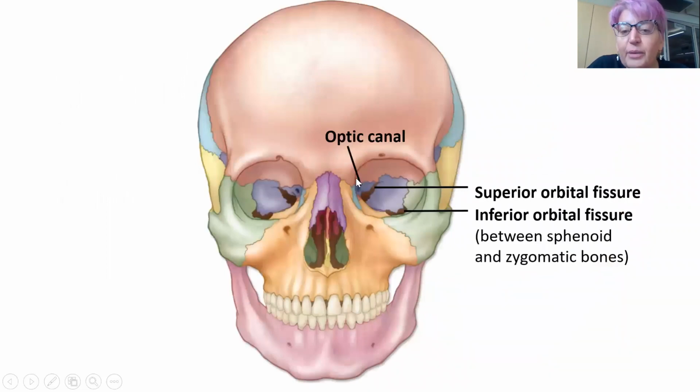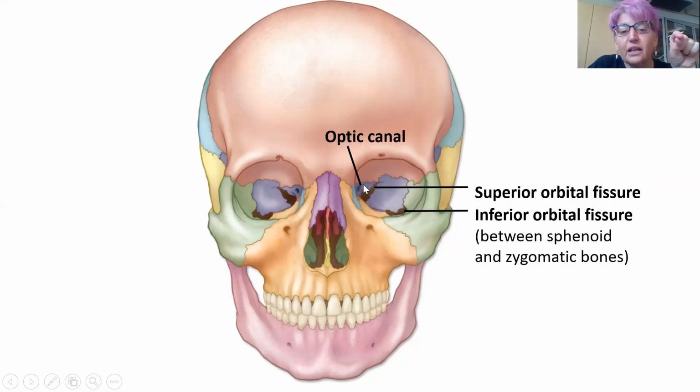All right, so let's talk about the orbit, the eye hole. There are 3 holes in the orbit that you need to know. 2 of them are long, skinny holes that we call fissures, and 1 is a canal, nice and round. So the superior orbital fissure: it's superior because it's above the inferior, orbital because it's in the orbit, and a fissure because it's long and skinny. That one is entirely within the sphenoid bone. This purple here is sphenoid, okay? And the inferior orbital fissure is between the sphenoid and either the zygomatic, or on some skulls, between the sphenoid and the maxilla. So those are the 2 fissures.